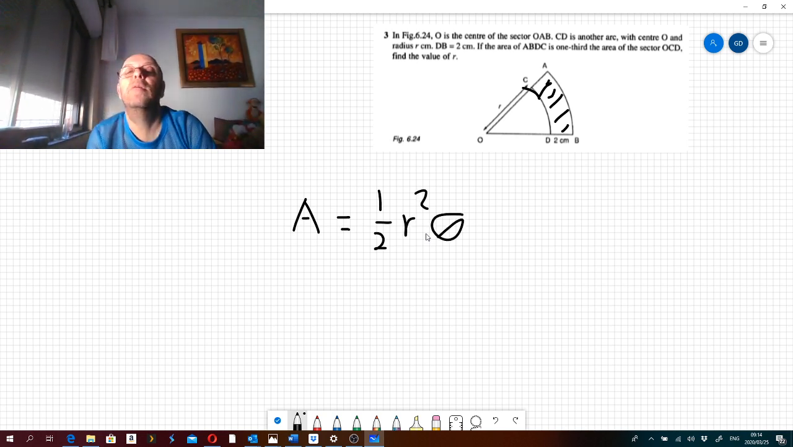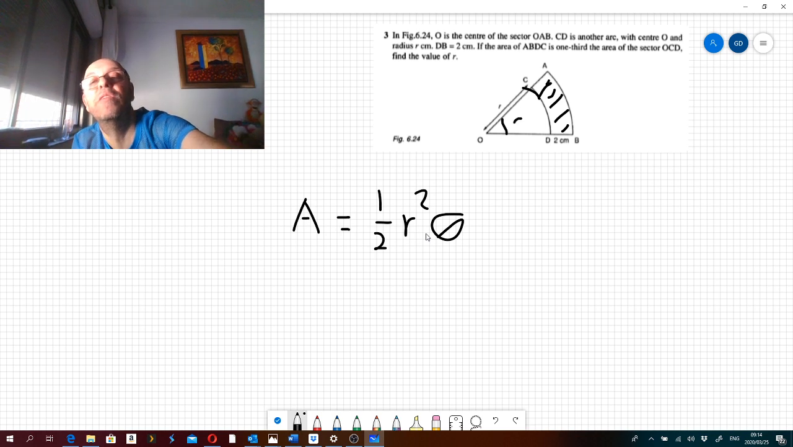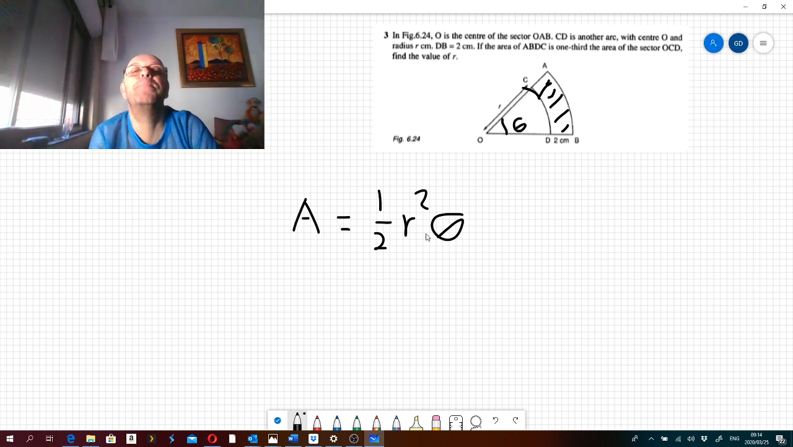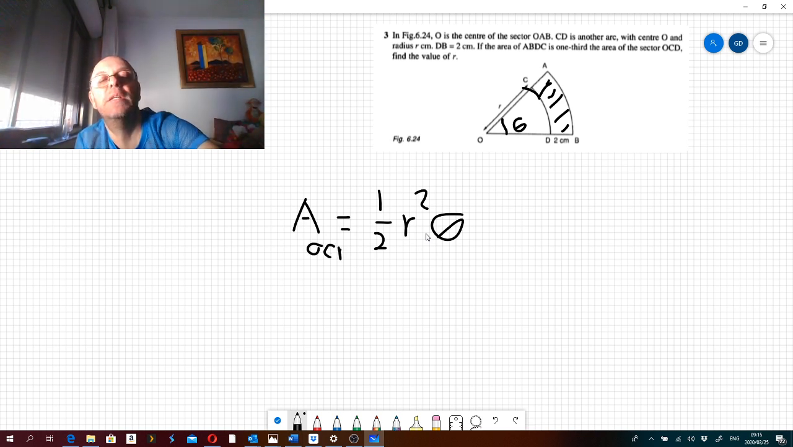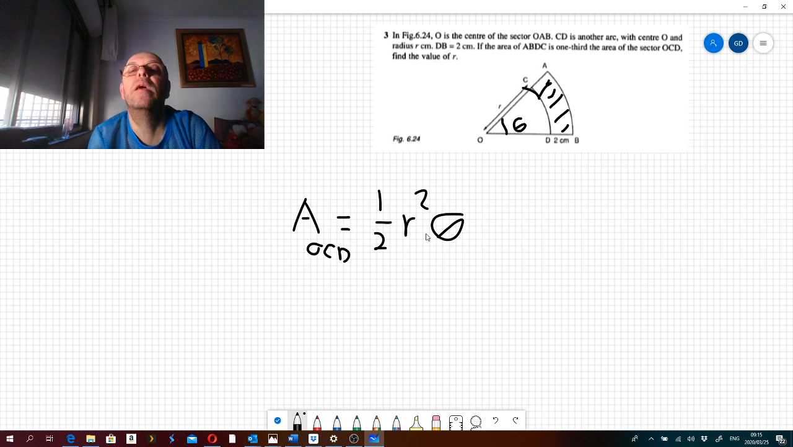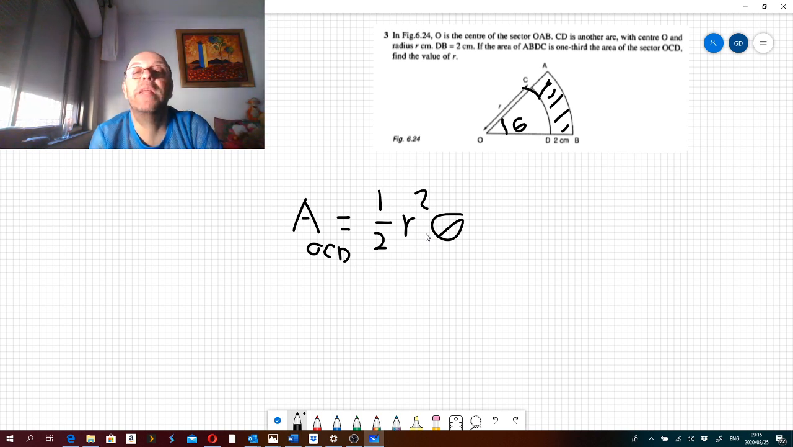Now we don't know the angle, but at this stage that doesn't really matter, because we're going to work without knowing the value of the angle as such. So the formula is a half r squared theta, and in this case OC is r, so this is the area of OCD. I'm just going to mark this here, OCD. So that is half r squared theta. Because we don't have any values, we've just labeled the angle and the radius as such.